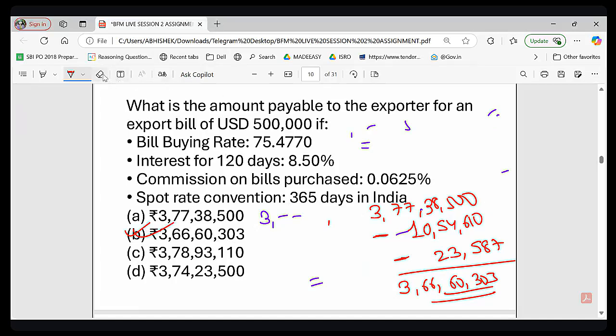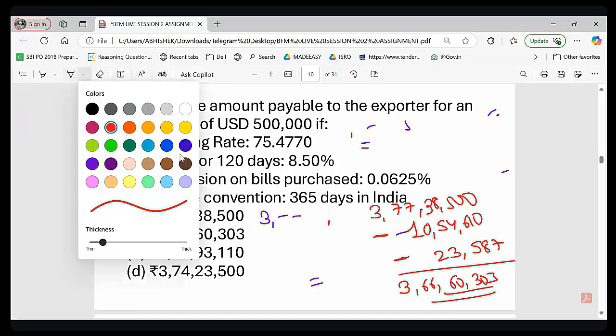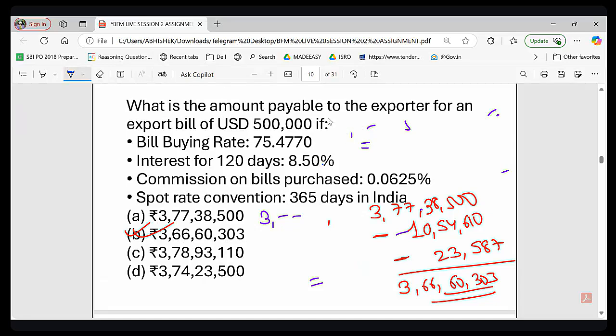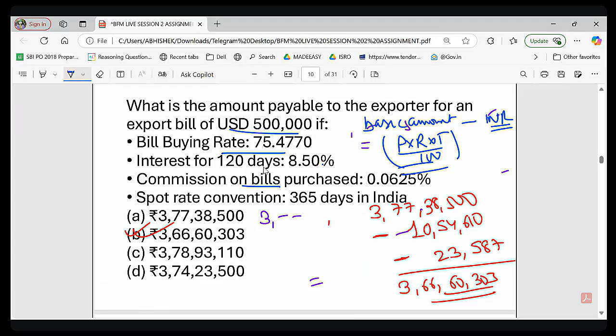Let's recap once more whatever we have done. In this question, we first calculate the basic amount in Indian rupees, by multiplying the USD amount by the bill buying rate. Then we deduct the interest for 120 days, calculated using the formula P into R into T upon 100. Then we deduct the commission, subtracting both interest and commission to get the final amount payable. This step-by-step method ensures you never miss anything. Are you ready for the next question?